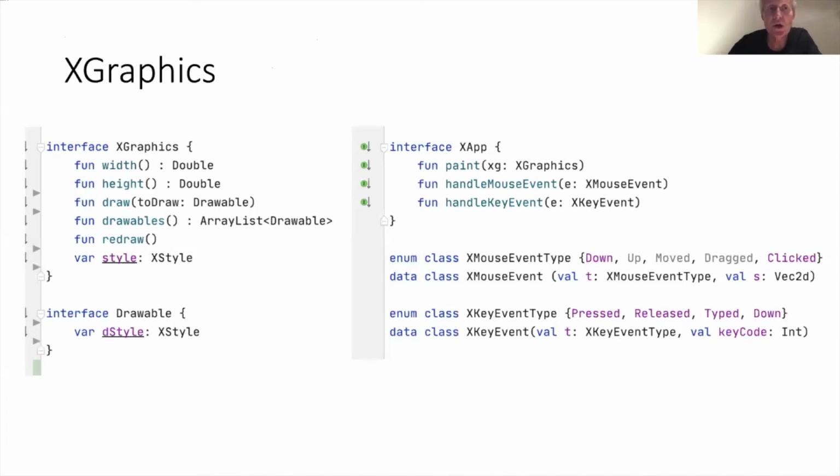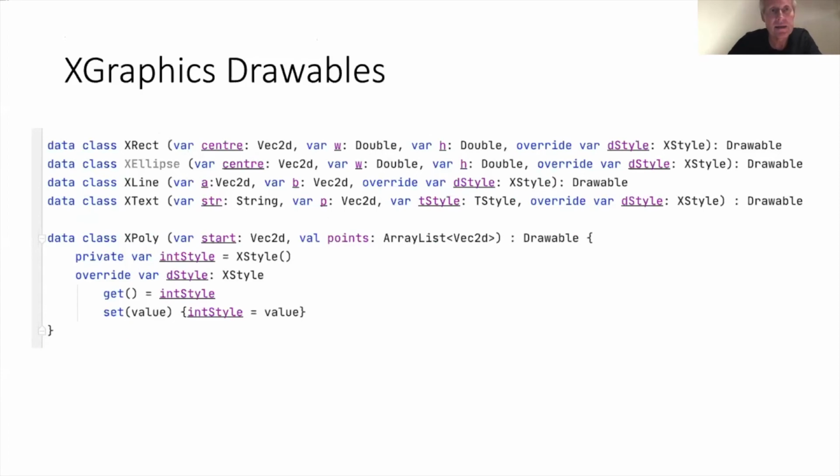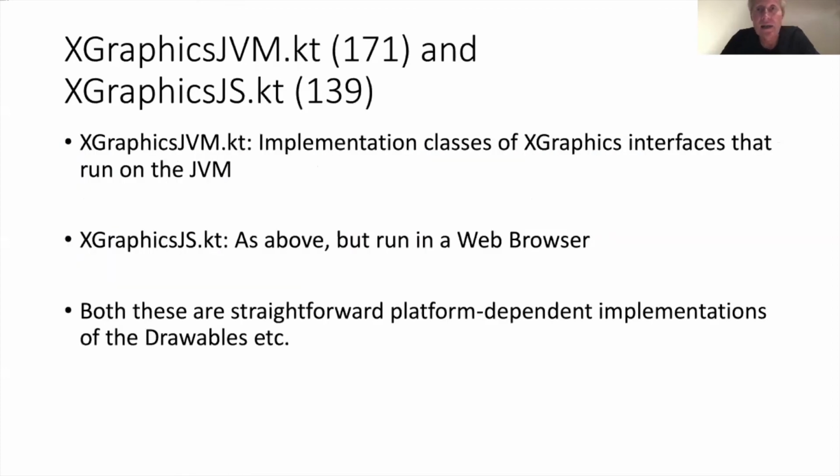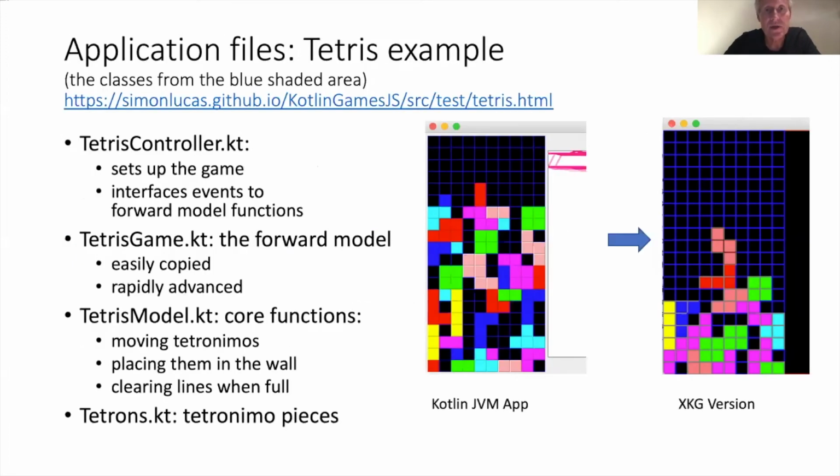The code that you write within the interfaces is just simple interface code with method signatures, data classes and enums. Quite easy to deal with. And then these are the things you can draw: geometric shapes, text, polygons, those sorts of things. So it's fine for 2D casual arcade style games. There's more detail in the project and you can dig into the code, but it's fairly straightforward to write cross-platform games in this way and to demo your research.